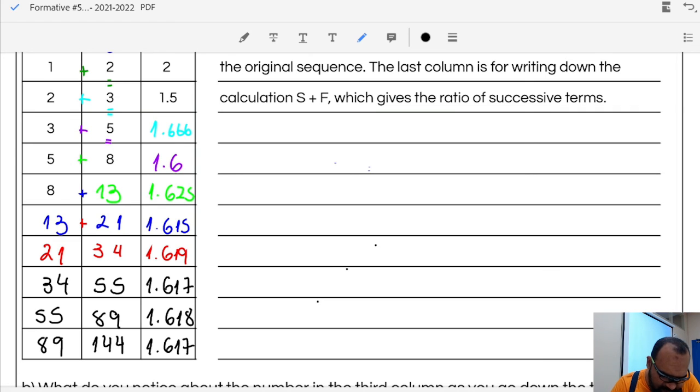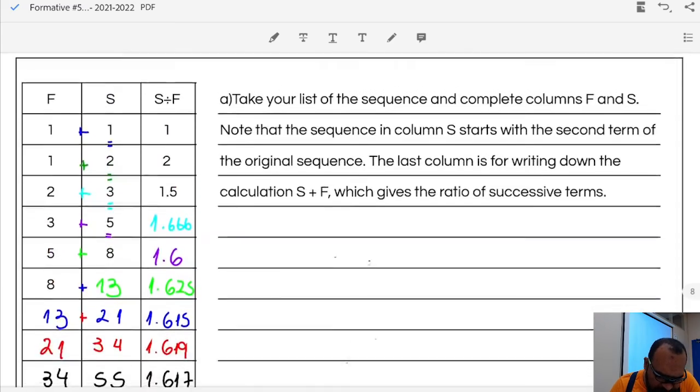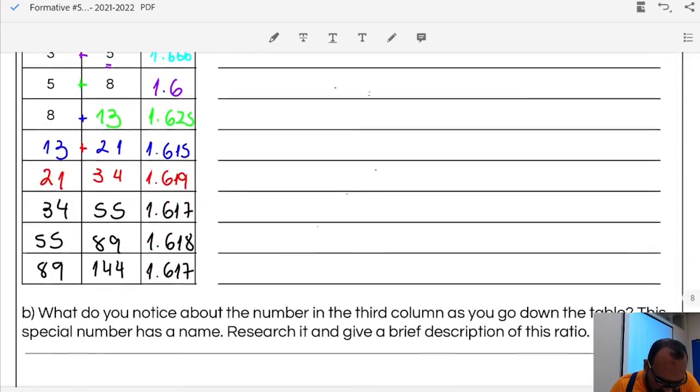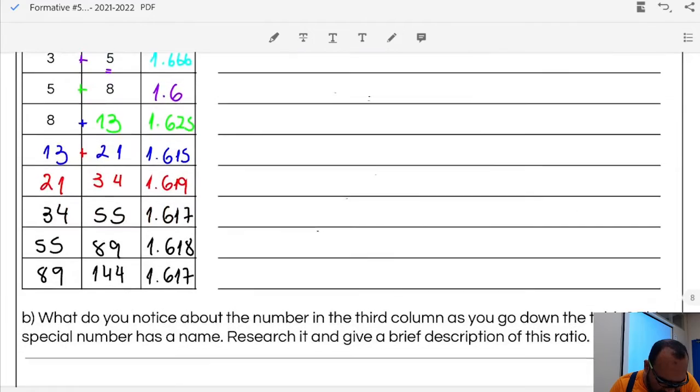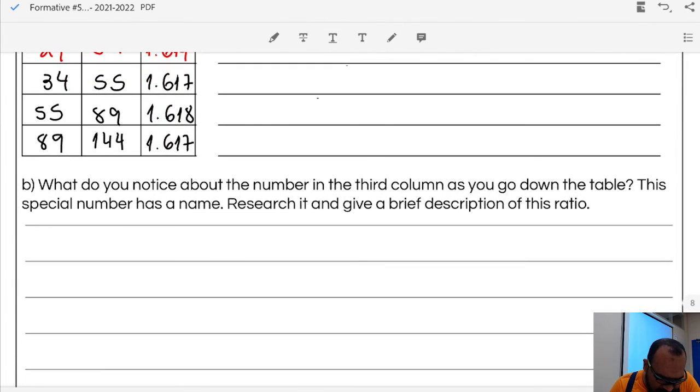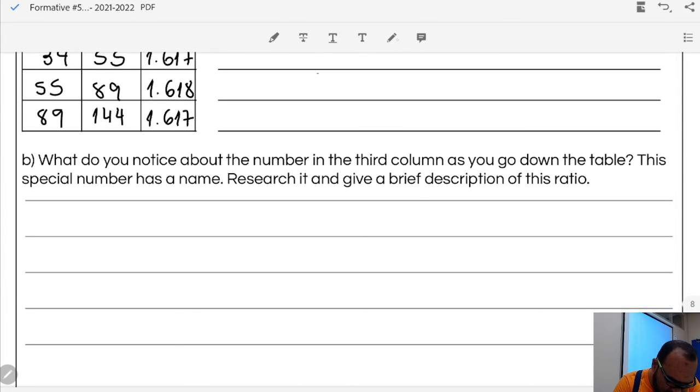Oh mister, I noticed the pattern here. I told you in the activity we have a name for this. What is the name? The name is the golden ratio. I told you.